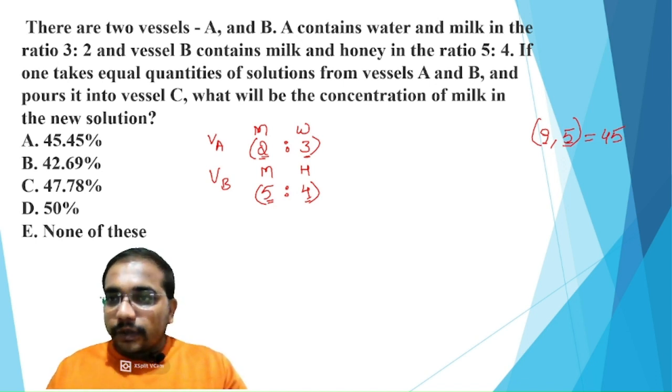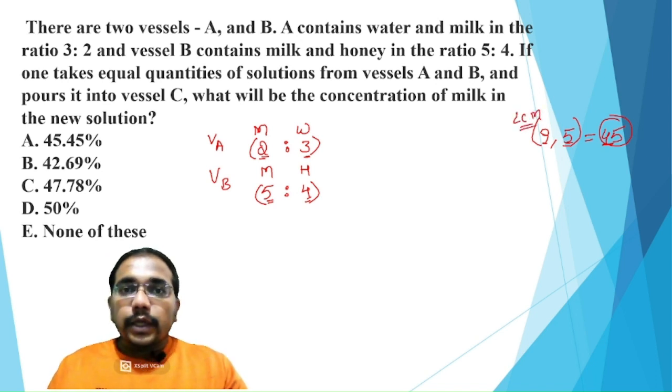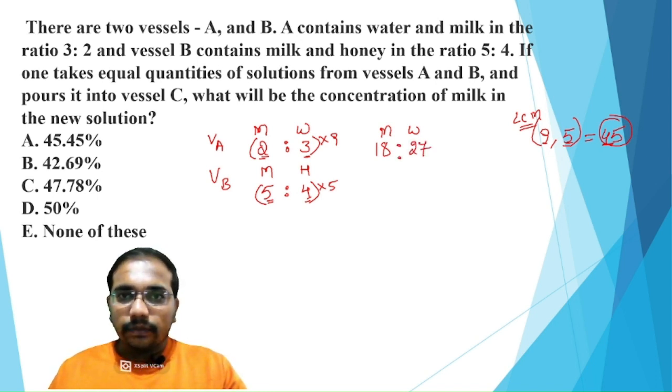Okay, total how much value now? 45. That is the LCM of 9 and 5. So here 5 is there, I am multiplying with 9. Here 9 is there, I am multiplying with 5. So milk and water in the first vessel, 9 times 2 is 18. 9 threes are how much value? 27. Clear? So here milk and honey. 5 5s are how much value? 25. 5 4s are how much value? 20. This is milk and honey.